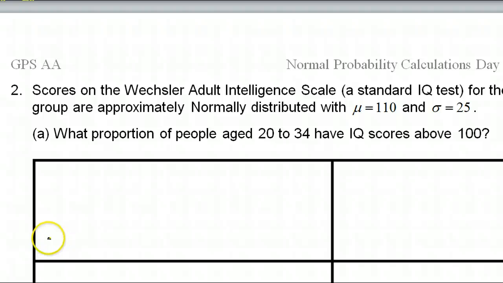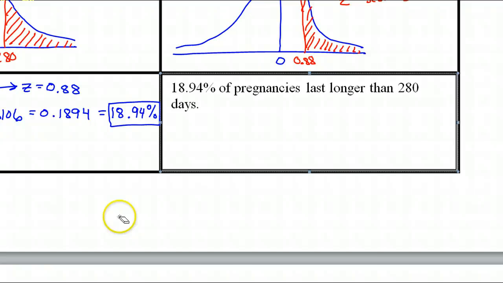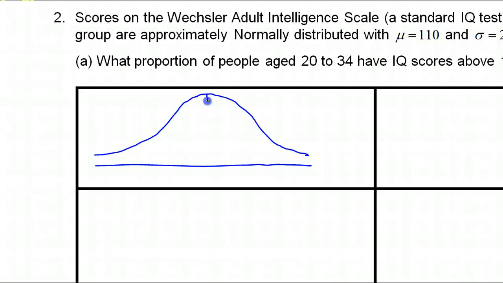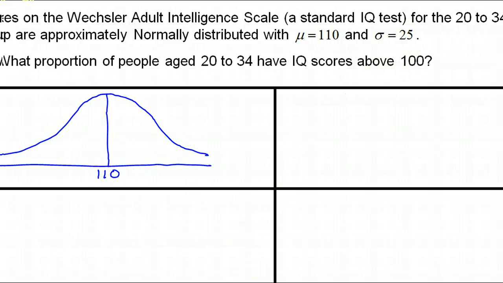All right, so let's go ahead and draw our normal distribution bell curve. I didn't leave a lot of space down here, maybe I'll just redo it real quick. All right, we'll drop that mean right down the middle like we always do. They said the mean is 110. So there we go, 110. Standard deviation is 25, good to know.